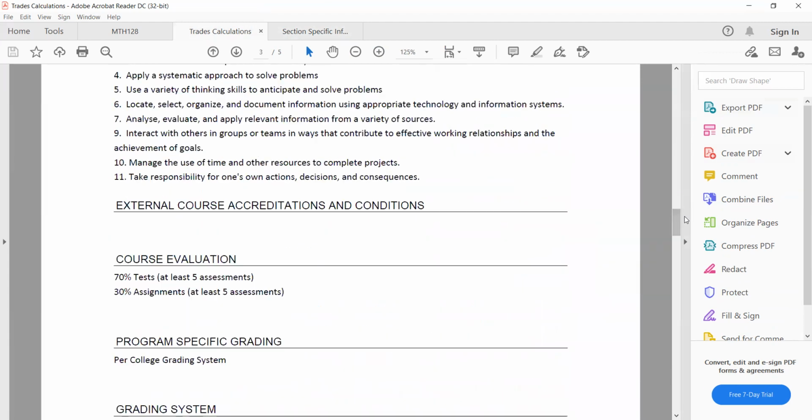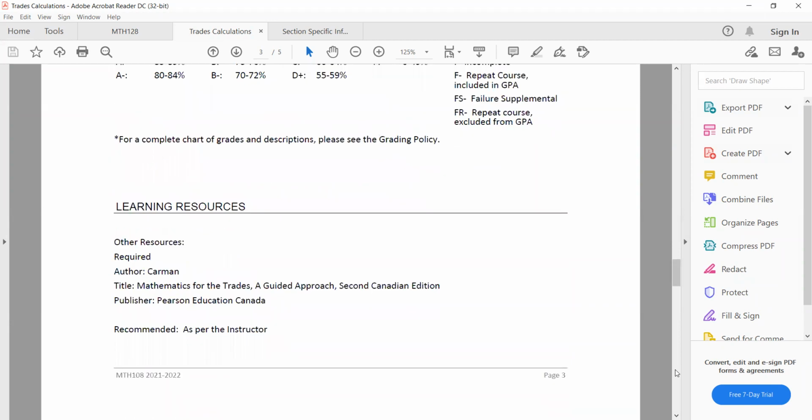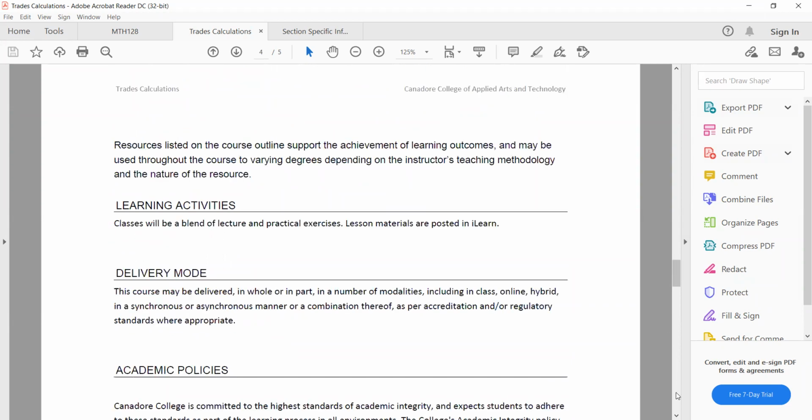Is there anything else important mentioned? Course evaluation. Oh, this one says 70% tests and 30% assignments. Okay, it looks like since this is the course outline, we'll have to go with this breakdown, so I'll update the other one. And again, this textbook that it mentions is just recommended.